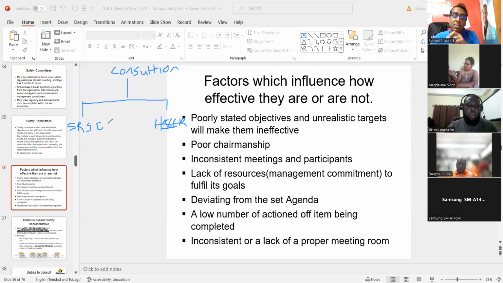So SR, SC, and then HSCER, right? Anyway, let's just focus on what we're looking at, folks. Let's come off the acronyms a bit and try to look at the bigger picture, looking at it from on top. What you're looking at is that consultation has two laws. There are two laws saying the employer must consult with the workforce, right?